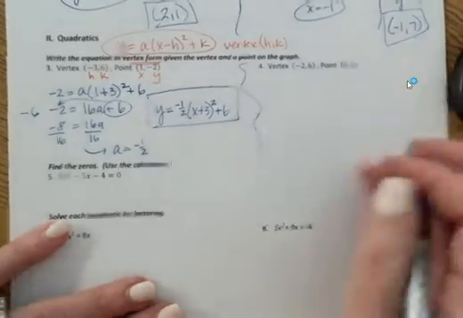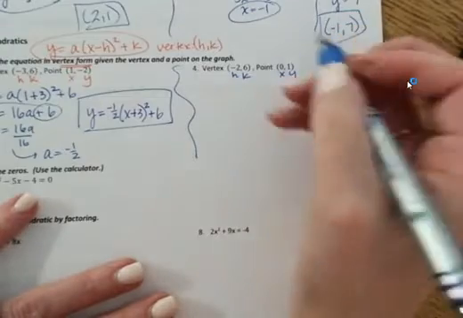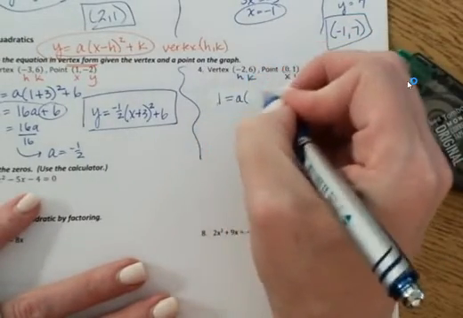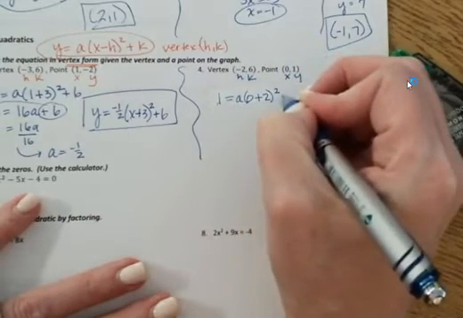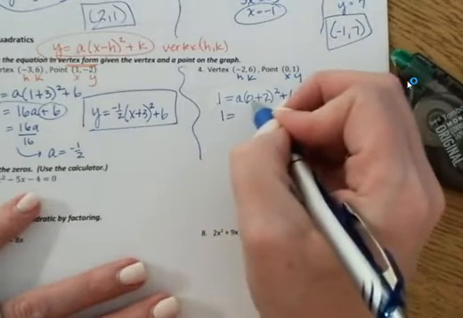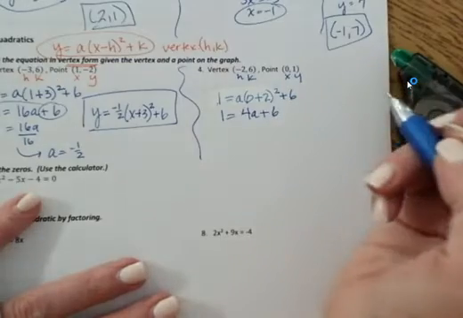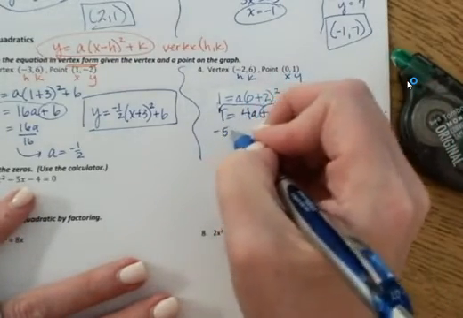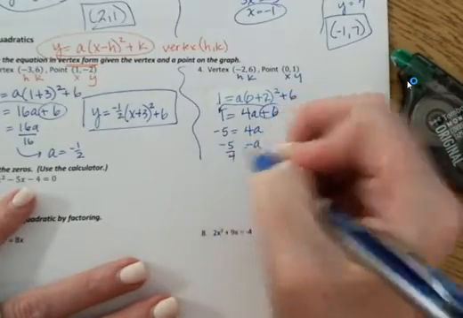All right, let's try another one. My vertex, here's h, here's k, here's x, here's y. So y, 1, equals a times (x is 0, minus h be plus 2), I square it, plus k. Let's solve this out. So 1 equals 2 plus 0 is 2, square it is 4, so 4a plus 6. I move that 6 over, I'm going to have -5 equals 4a. So a is going to be -5/4.